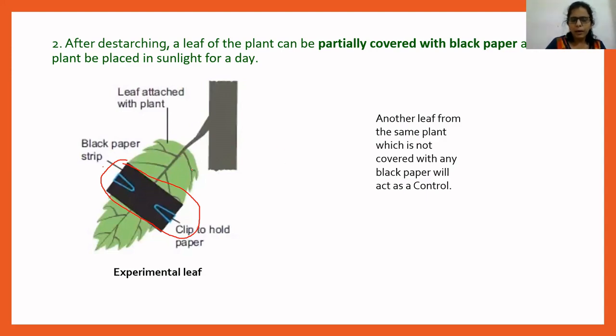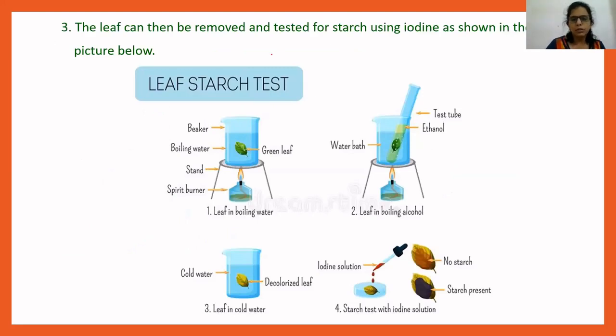Fine. And apart from this, another leaf from the same plant which is not covered with any black paper will act as a control. Okay, so apart from this one leaf which you are covering with the black paper, all the rest of the leaves on that potted plant will act as a control, because all other leaves are actually getting all the necessary things required for the process of photosynthesis. You have to keep the potted plant in sunlight for several hours, and then you can pluck your experimental leaf.